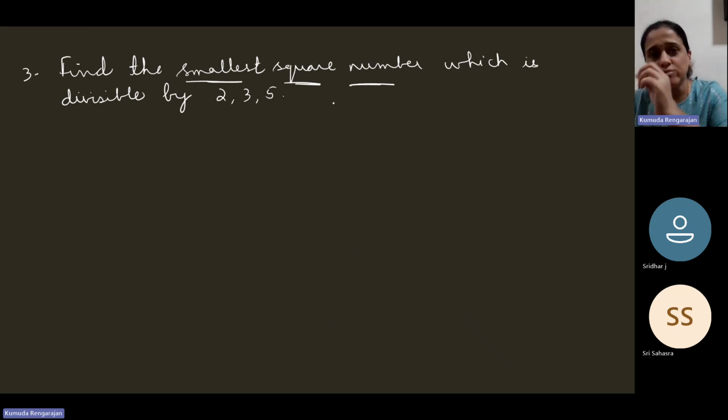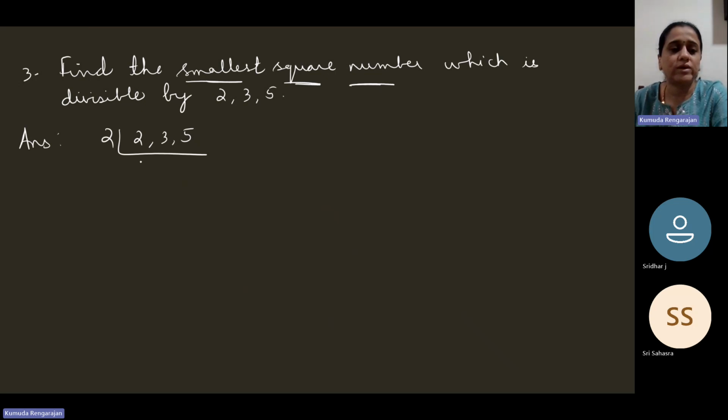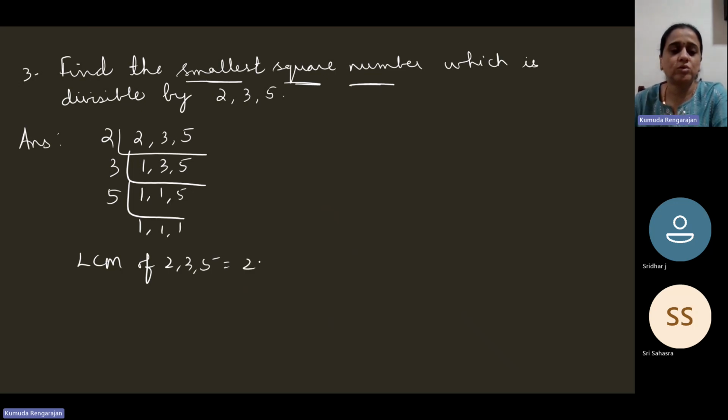So first, let's find the smallest number. And the smallest number will be the LCM of 2, 3, and 5. Then we'll convert that smallest number to a square number. Okay. So let's first find the LCM of 2, 3, and 5. So 2, 3, 5, how do you find the LCM? So LCM of 2, 3, 5 is equal to 2 into 3 into 5, which is 30.